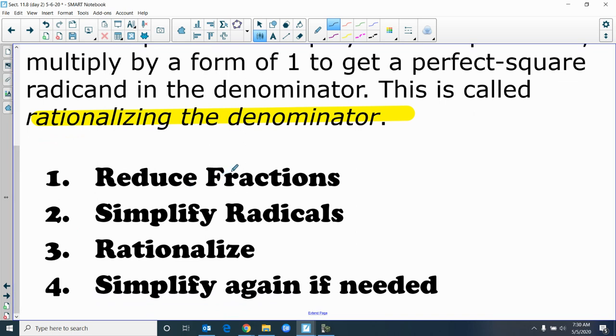When we're done here, this is the process you want to use. You want to reduce fractions. You want to simplify radicals. Remember, simplify radicals means square root of 20, after you do the factor tree, is 2 radical 5. Like square root of 24 is 2 square root of 6. Okay, that's how we simplify. We'll rationalize, and then we'll simplify again if needed. Rationalize is the part we're going to add in today.